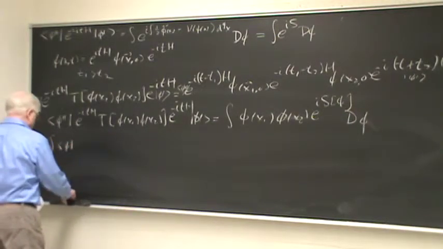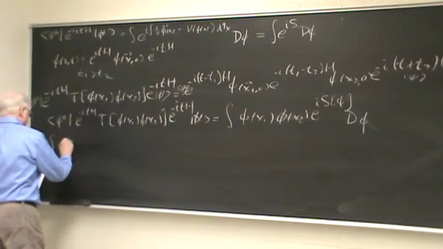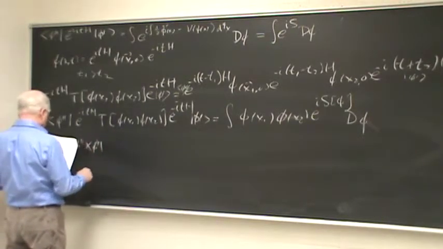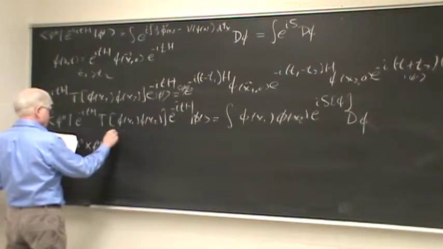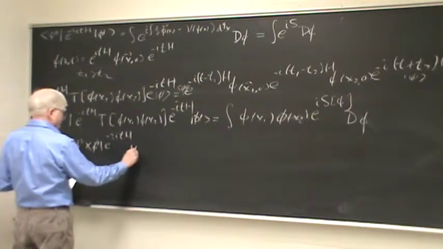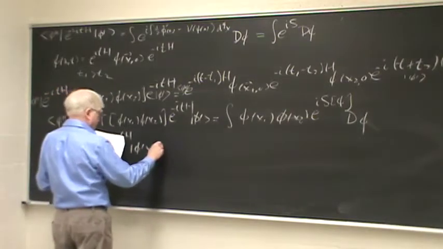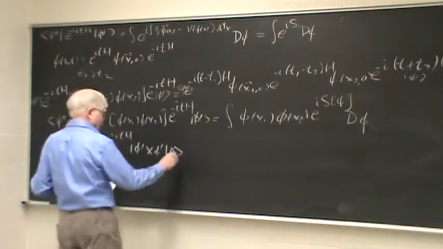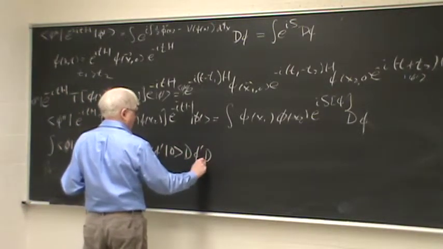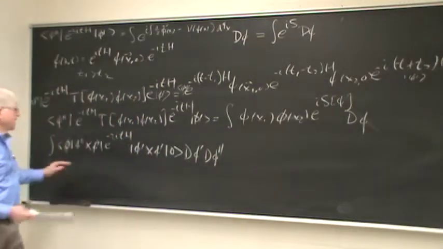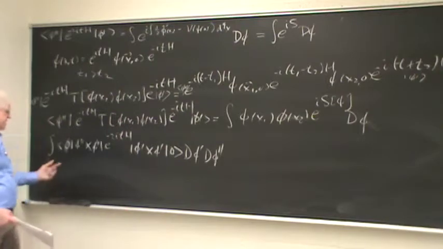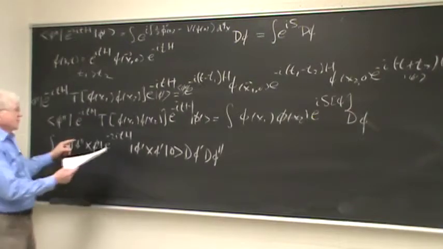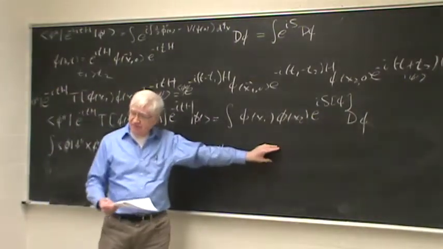0, ground state, phi double prime, e to the minus 2ith, phi prime, ground state, and now what do we have? I'm going to integrate d phi prime, d phi double prime. So I'm doing something, I don't have any field operators, I just have the Hamiltonian. And so in other words, it's the thing that would go in the denominator here.